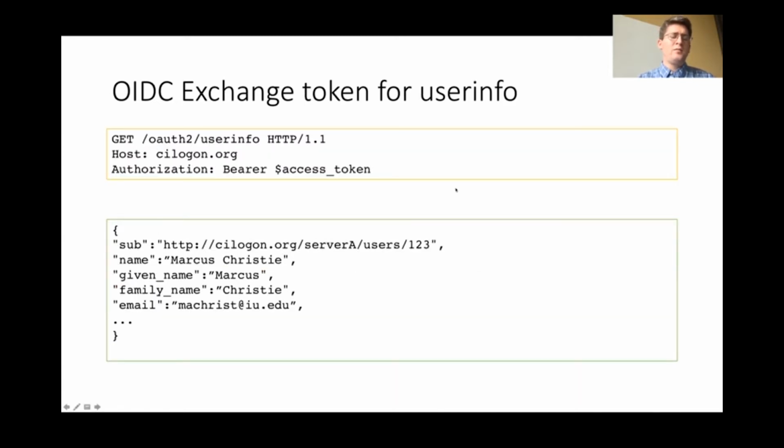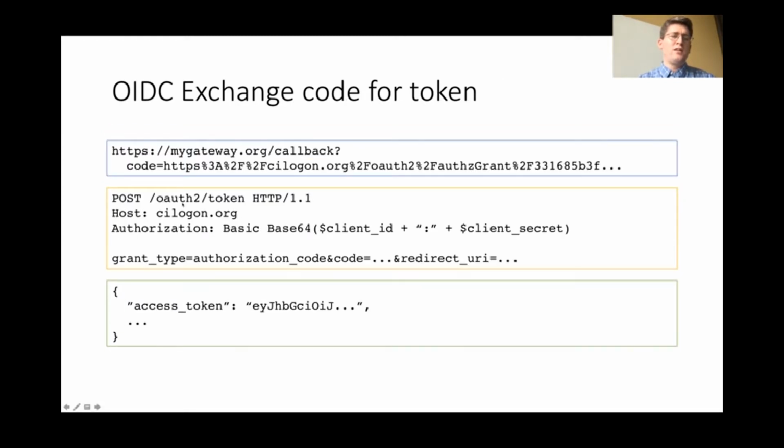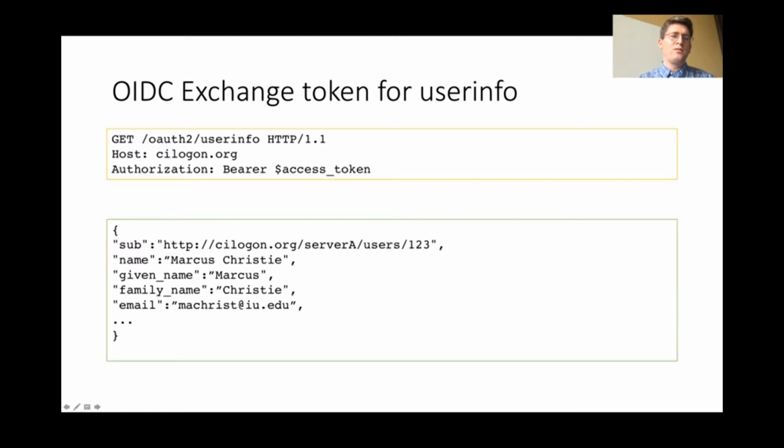And then you can use that access token to get the user's information. So, from the previous slide, we went to this OAuth2/token URL. Now we're making a request to OAuth2/userinfo. For Authorization here, we're passing that access token that we got on the previous slide. And then the response that we get back is another JSON object.